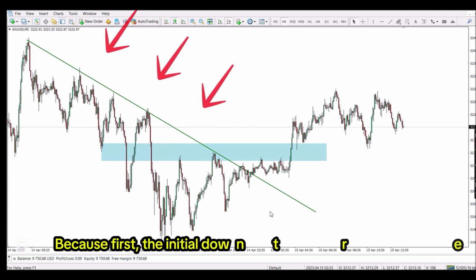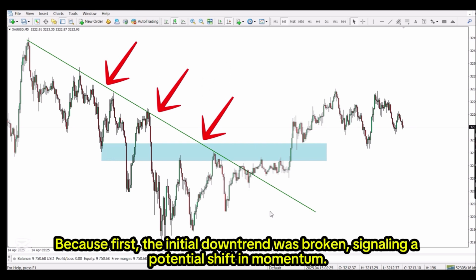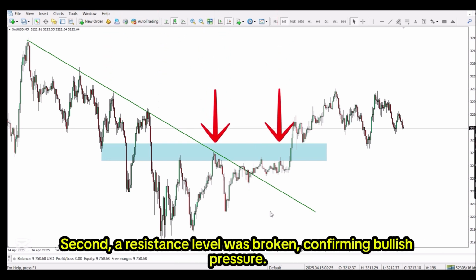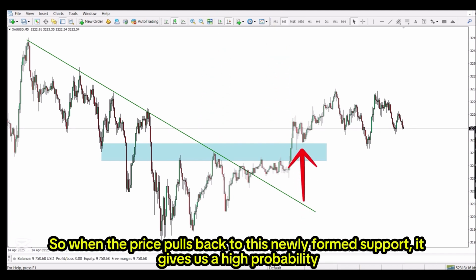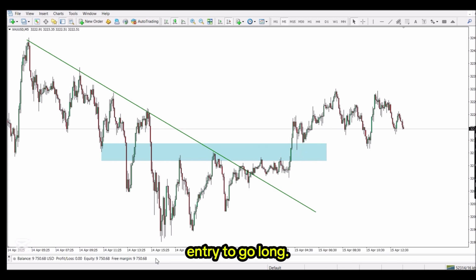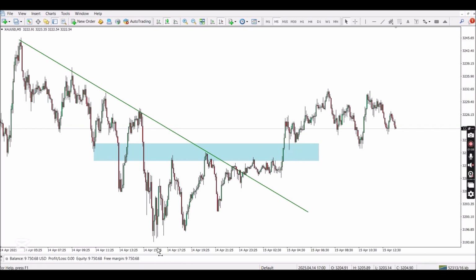Why? Because first, the initial downtrend was broken, signaling a potential shift in momentum. Second, a resistance level was broken, confirming bullish pressure. So, when the price pulls back to this newly formed support, it gives us a high probability entry to go long, buy. Let's take a look at another example.